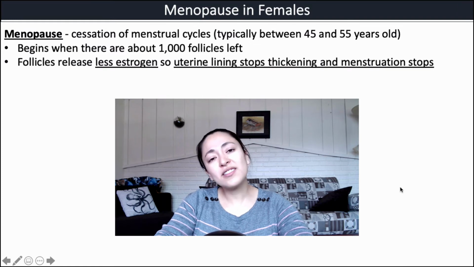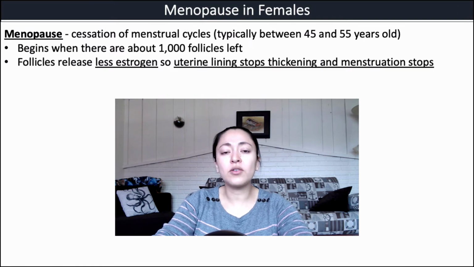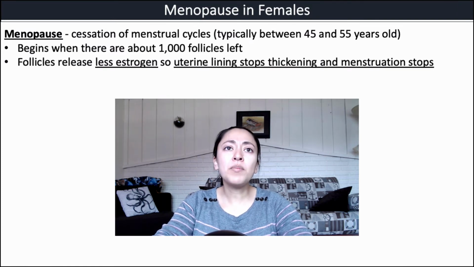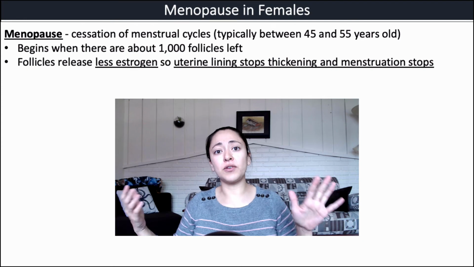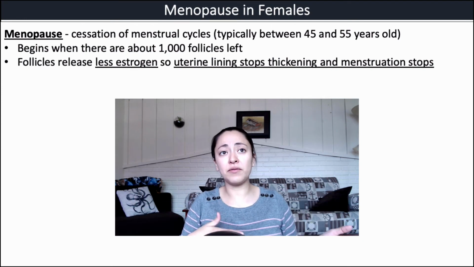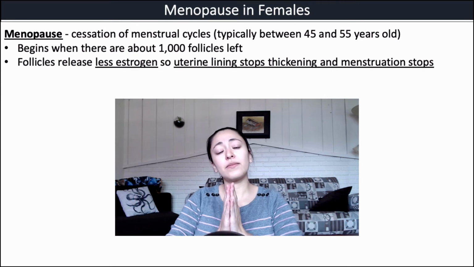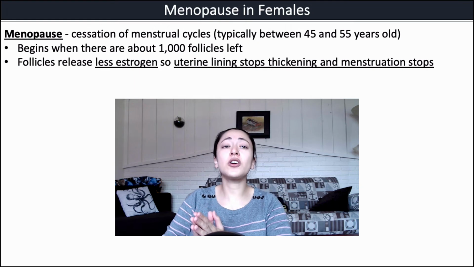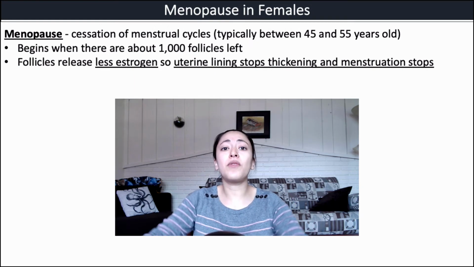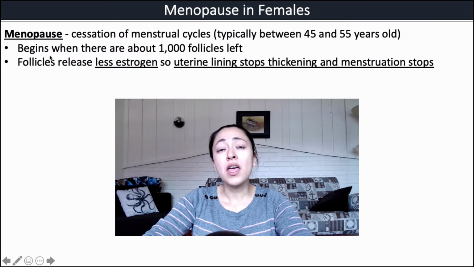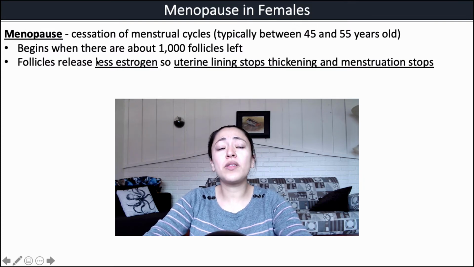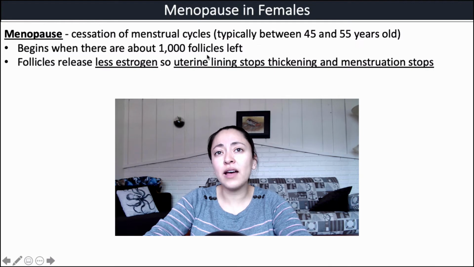So now that you understand the female reproductive cycle, let's talk about menopause. Menopause is the cessation of the menstrual cycle, and this typically happens around the age of 45 to the age of 55 in females. What triggers this to occur is that there's actually very few follicles left within the ovaries at this stage of a female's life. So menopause usually begins when there's only about 1,000 follicles left.